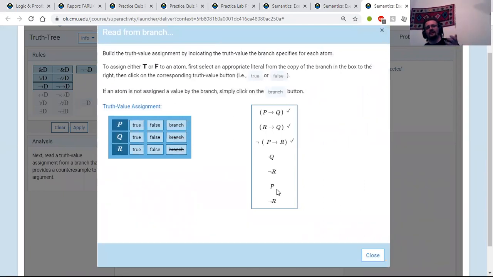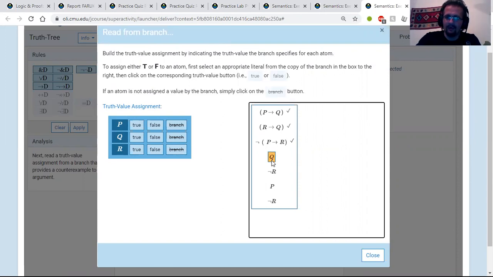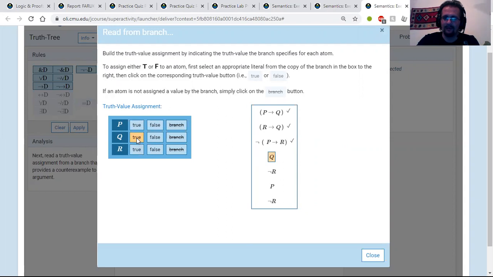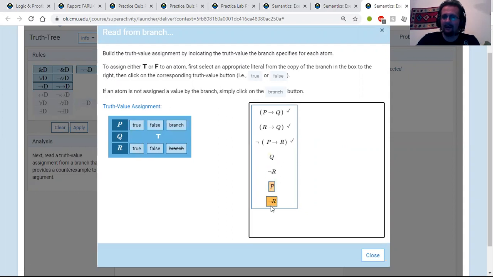Okay, so what has to be true? Well, Q right here, you have to click on the letter. Q has to be true. Why? Because, well, we're looking at the truth value assignment that makes the counterexample work. So Q has to be true. P also has to be true.